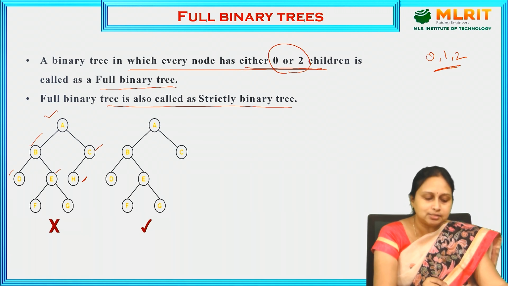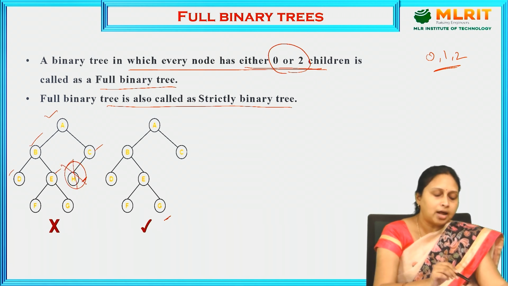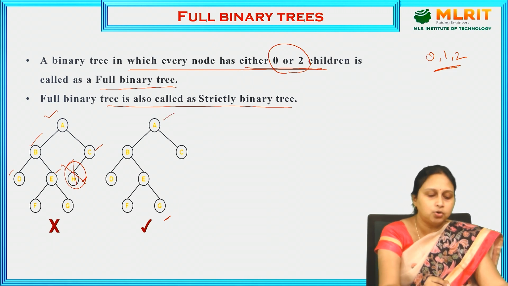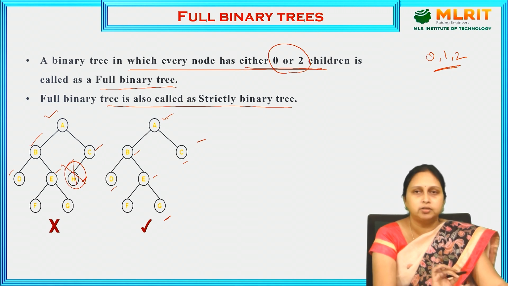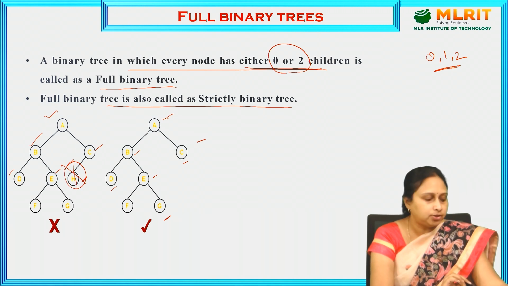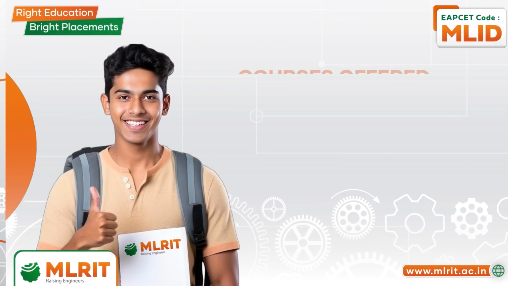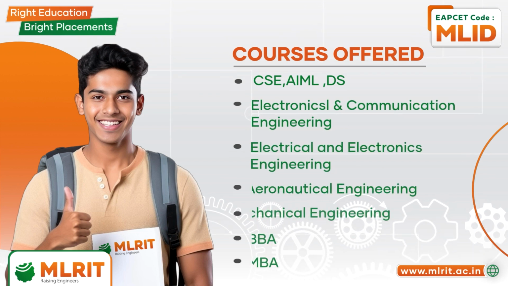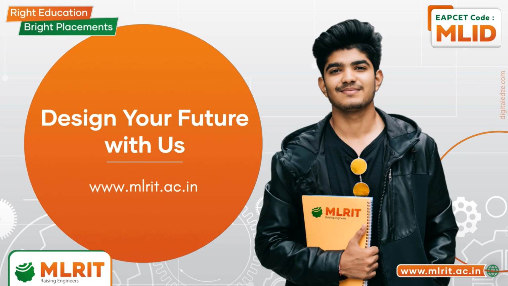And if you can see the same diagram here, I have removed H. How can I make this tree a full binary tree? If I am not having this node, then you can check every node has either 0 or 2 children. A has 2 children, B has 2 children, E has 2 children, and C doesn't have any children, but it also satisfies the property of a full binary tree.